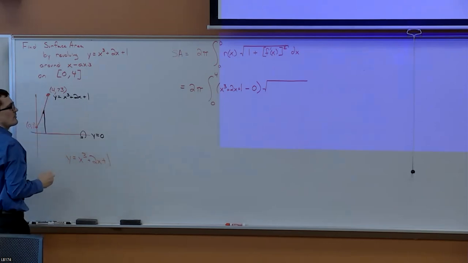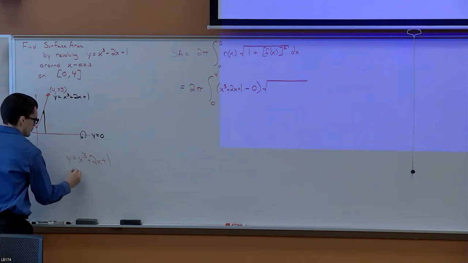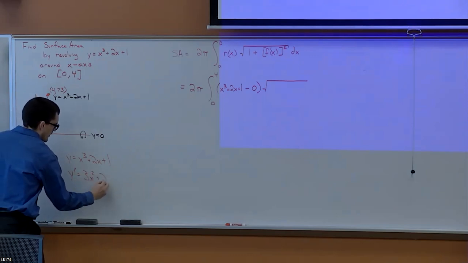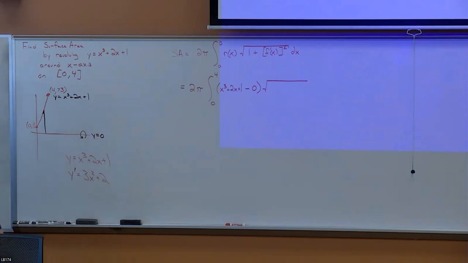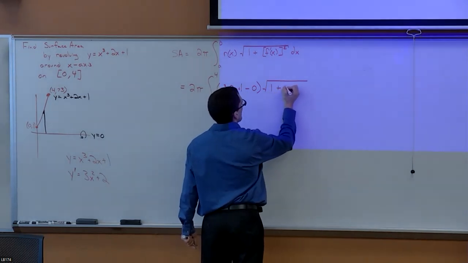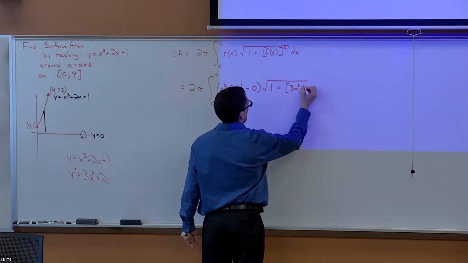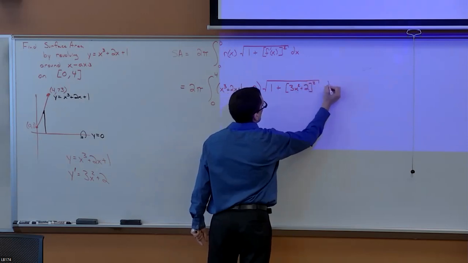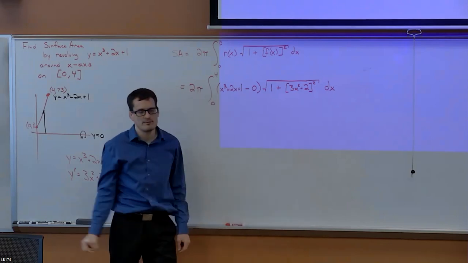Now, in order to throw things underneath the square root, I need to take the arc length of the curve that I'm dealing with, put that in the square root, which requires me to take a derivative with respect to x. And similar to the one we did before, that derivative of the curve is 3x squared plus 2. So that goes in for my f prime x.